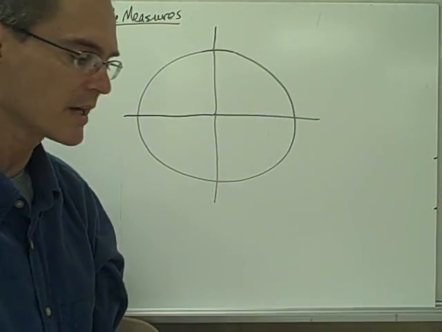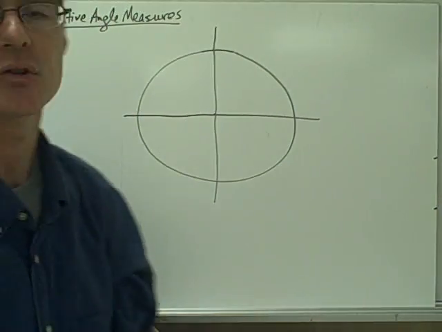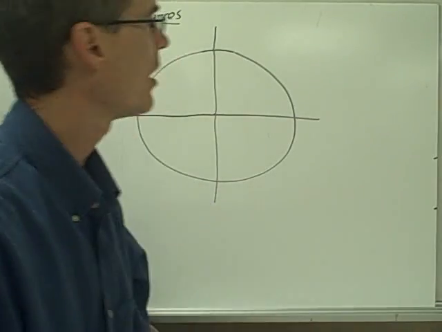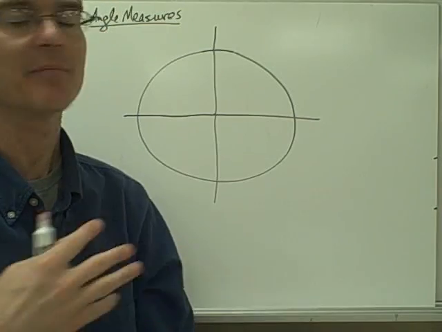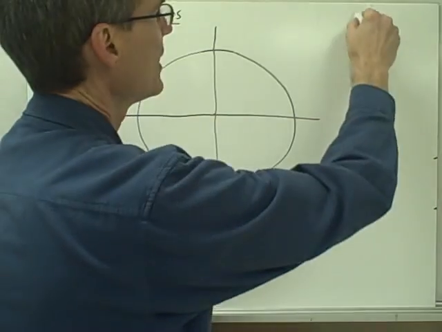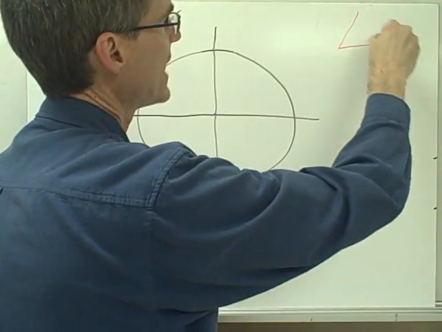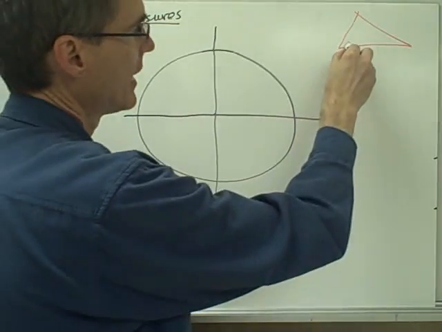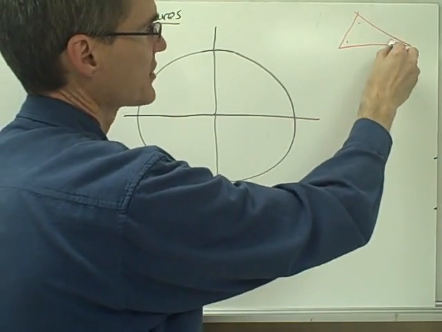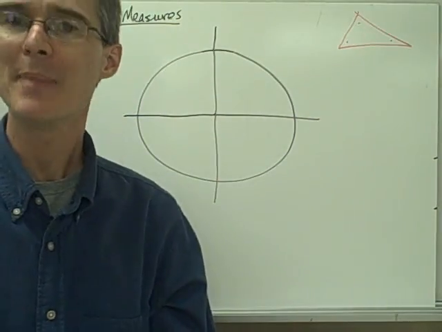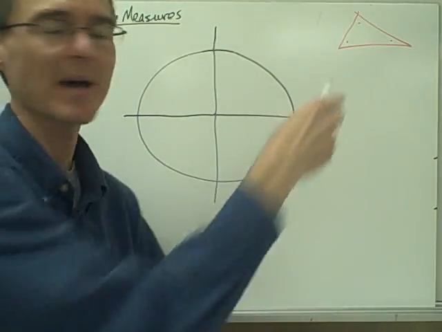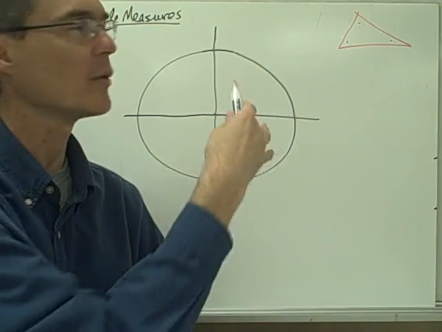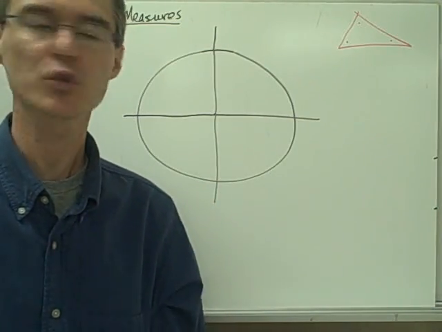Now, let's talk a little bit about negative angle measures. Up to now, most of the angle measures, in fact, probably all of the angle measures that you've seen have been positive angle measures. In fact, most of the time, you see angles in terms of a triangle. And each one of these angles is going to have some positive angle measure. And it doesn't really make much sense to talk about negative angle measures when you're talking about a triangle. There's no negative angle measure that you can have for a triangle.